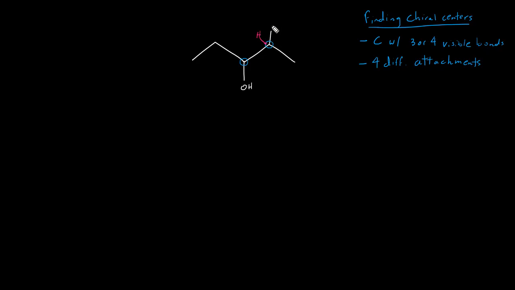But for this carbon right here, this is a CH3. This is a CH3. Because these two are the same, we have 2 groups attached to the carbon that are exactly the same. They're both CH3s. That carbon is not chiral. Remember, a chiral center has 4 different attachments. So because those 2 are CH3s, this is not a chiral carbon. So we can disqualify this carbon as being chiral.